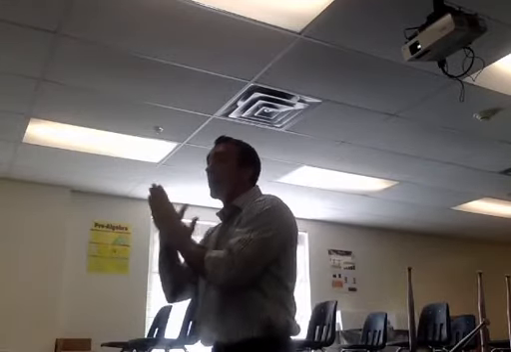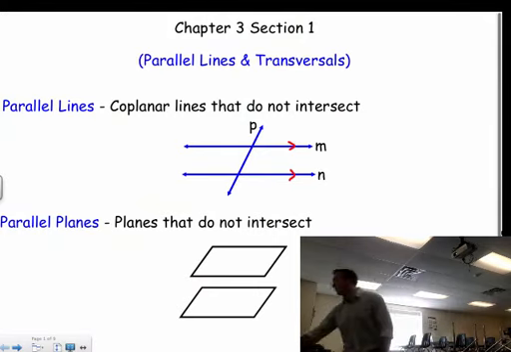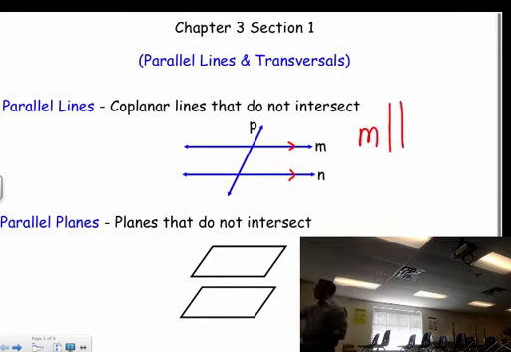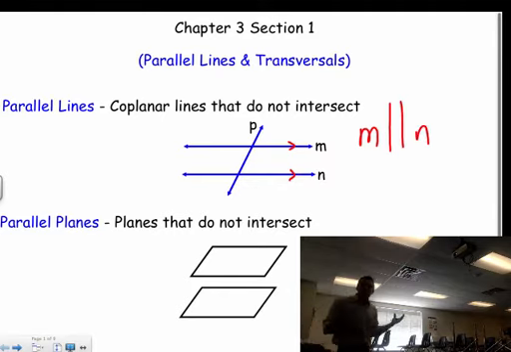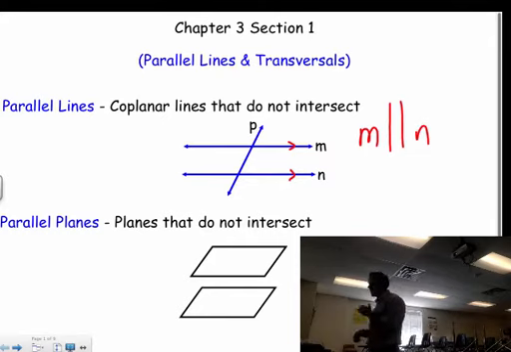Welcome to Chapter 3, where I want to tell you everything you need to know about parallels and perpendiculars. Okay, so let's pay attention here. Parallel lines are coplanar lines that do not intersect. You've learned what parallel lines were a long time ago. We've got a symbol for that. For example, M and N are parallel, so I would say M is parallel to N. It's just like writing two lines and making it look like they're parallel. So M is parallel to N.